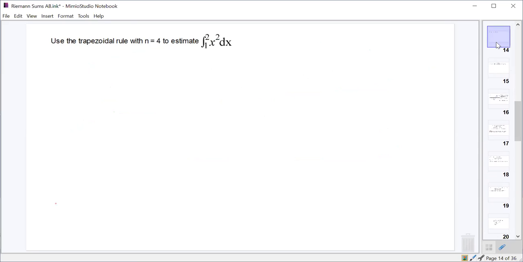Wonderful. All right. So then let's do this one here together real quickly. Let's use the trapezoidal rule and let's have n equal 4. And let's estimate the area from 1 to 2 of x squared. So any thoughts on how we should start that out?